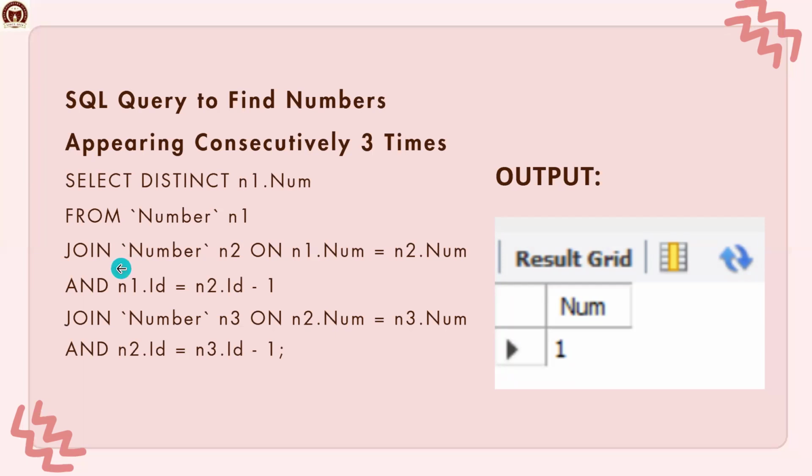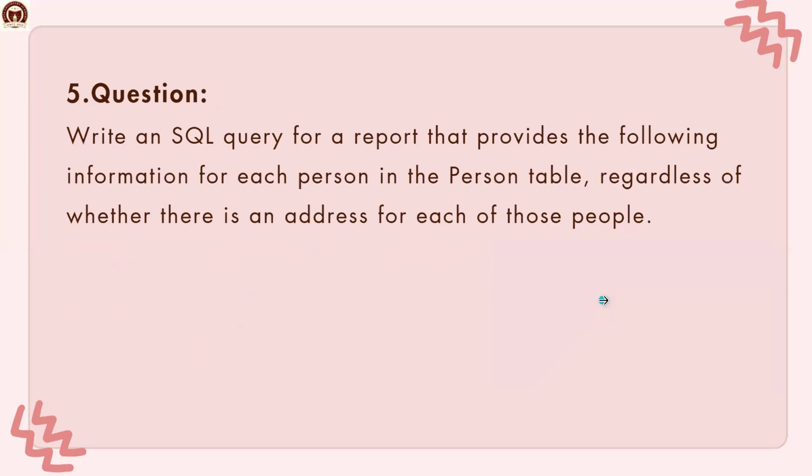The query self joins the table 3 times to check if a number value appears consecutively for 3 rows. Here N1, N2 and N3 represent 3 consecutive rows. And if a number appears in 3 consecutive rows, it is selected. And here is the output, number 1.